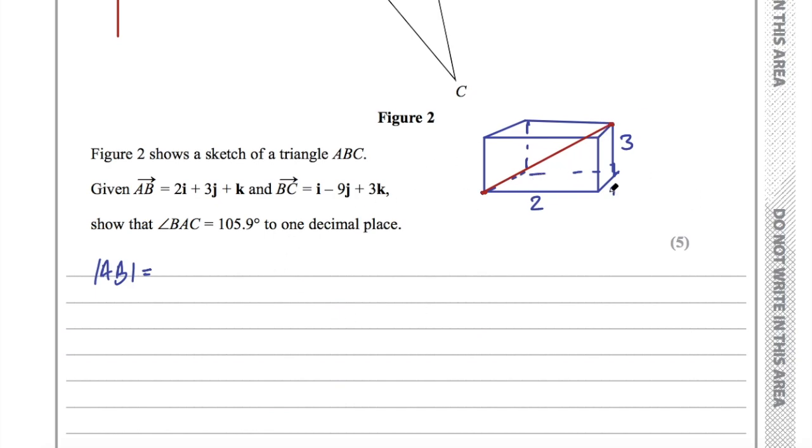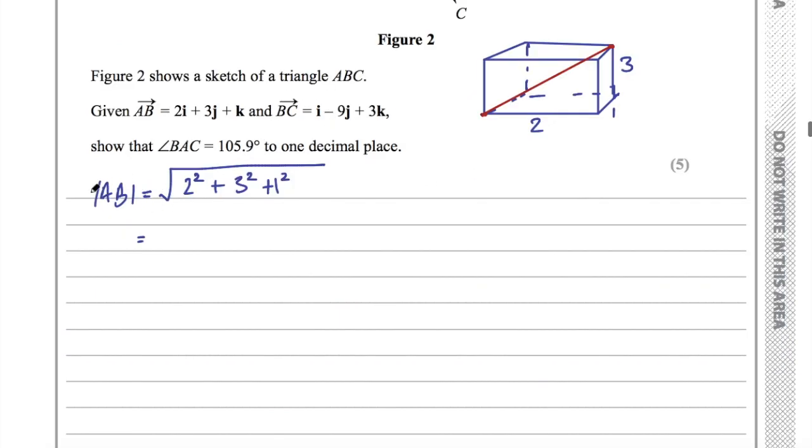It's related to the Pythagorean theorem, but basically we just need to take the square root of the sum of the squares of those dimensions. So we can say this will be the square root of 2 squared plus 3 squared plus 1 squared, and that gives us the diagonal of that cuboid with those dimensions. So we can find the size of AB using this formula. This is going to be the square root of 4 plus 9 plus 1. 4 plus 9 plus 1 is 14. So the magnitude of AB is the square root of 14.